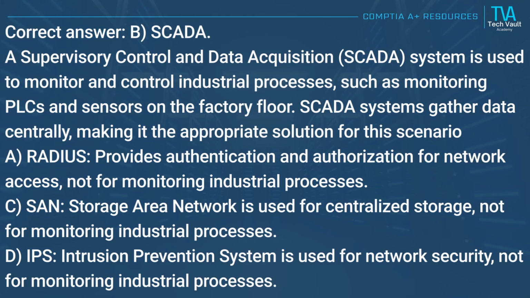A. Radius provides authentication and authorization for network access, not for monitoring industrial processes. C. SAN. Storage area network is used for centralized storage, not for monitoring industrial processes. D. IPS. Intrusion prevention system is used for network security, not for monitoring industrial processes.